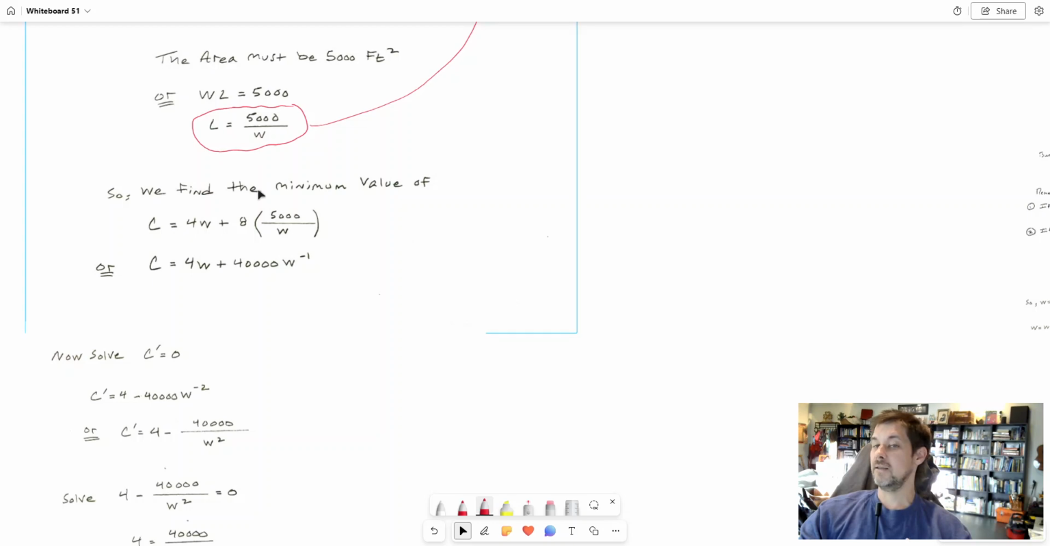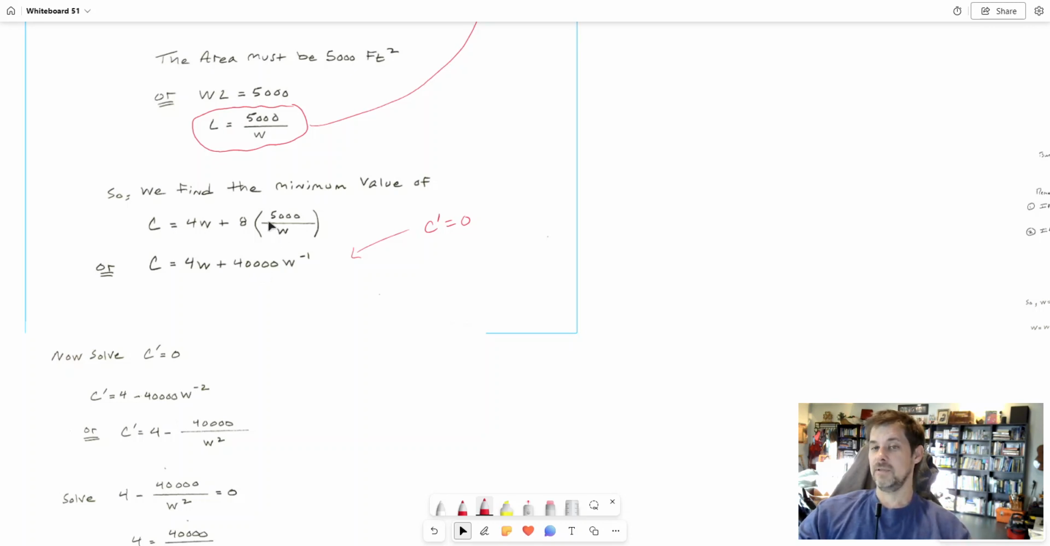I can find the minimum value of a function or the maximum value, depending on what I'm looking for, if I solve its derivative equal to 0. So what I decided to do was this: so that I could use the rules for derivatives a little bit easier, I multiplied the 8 and the 5,000 because I can do that. It's 40,000.